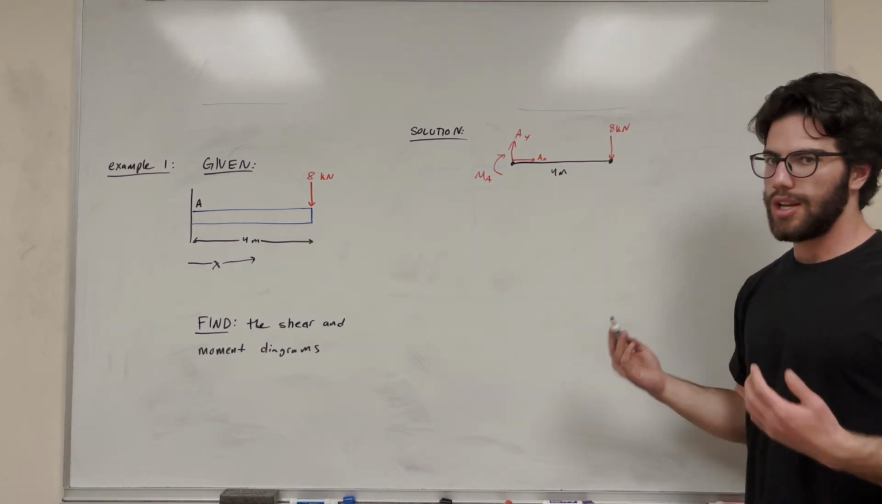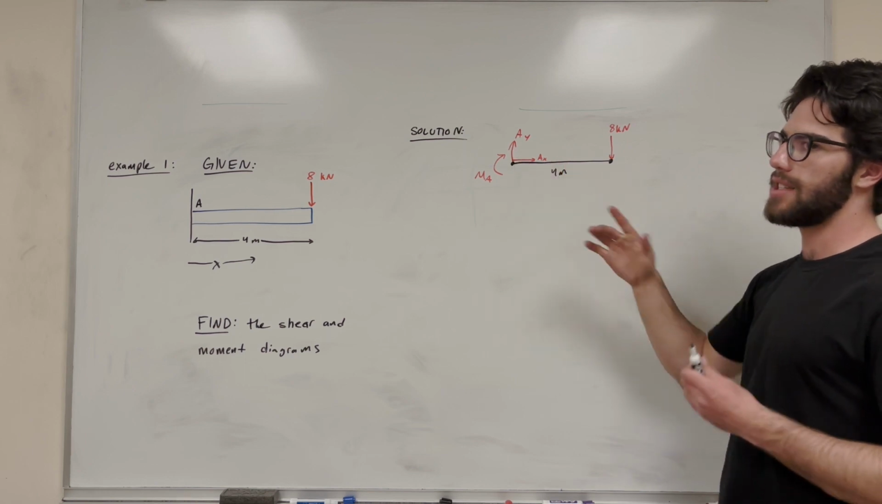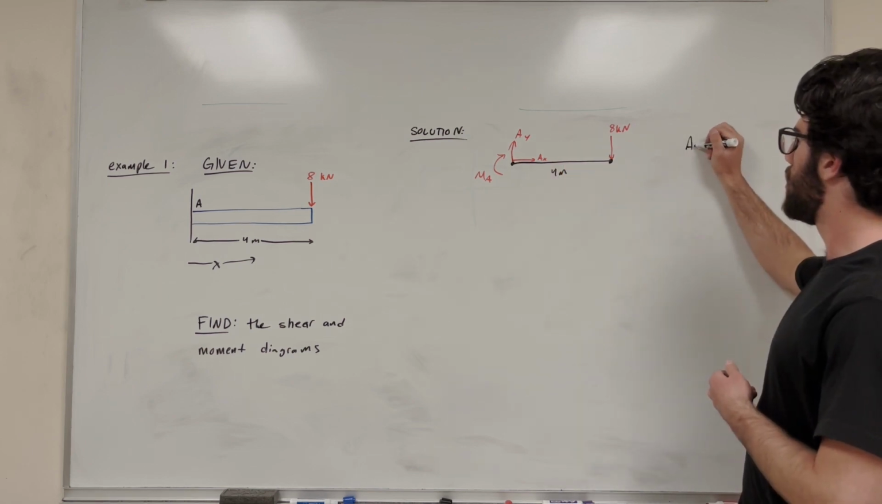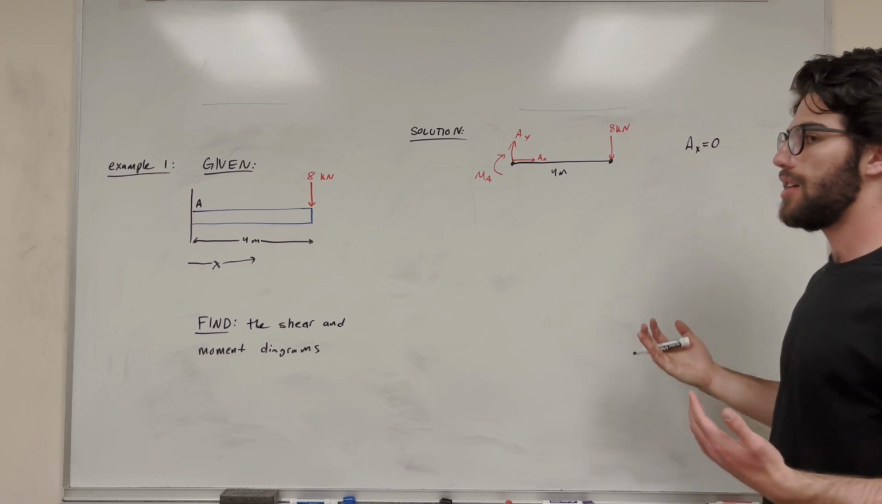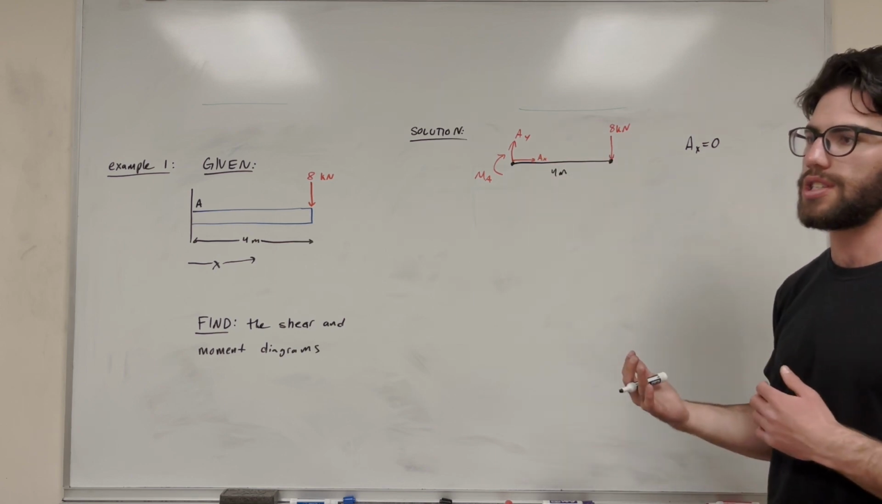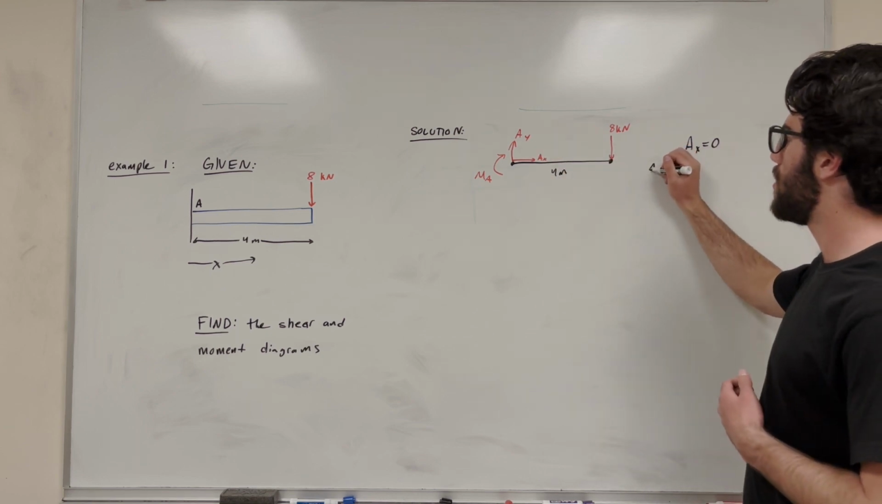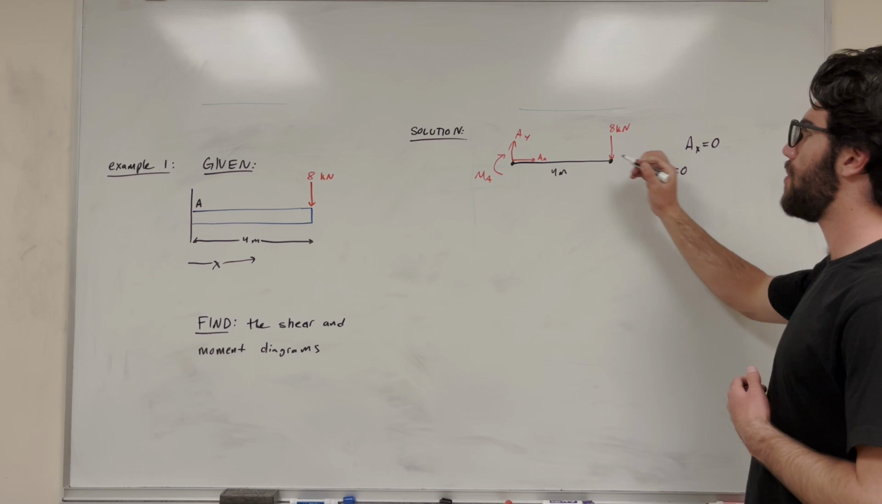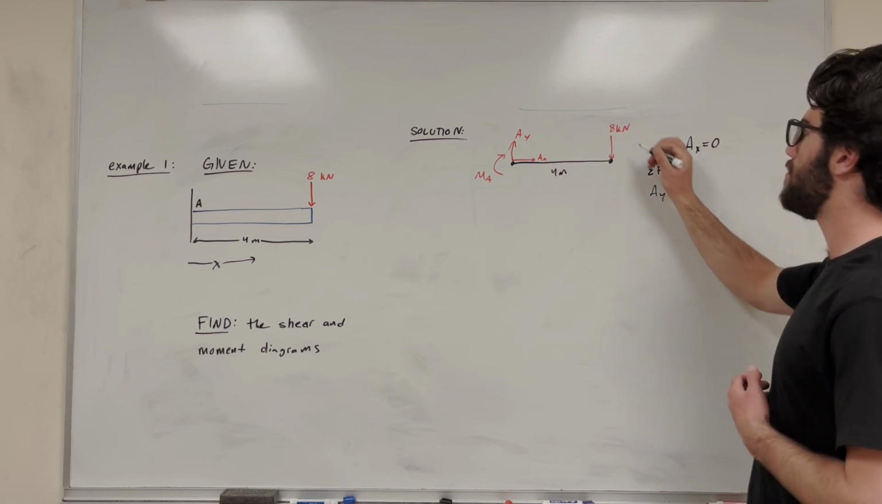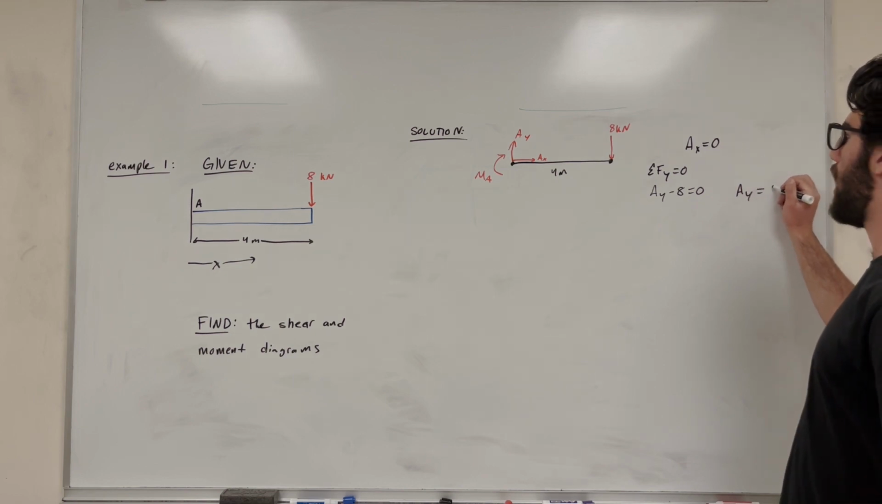First of all, looking at the system, if we do the sum of the forces in X, we're going to find that A_x is equal to 0. Very simple, because there's no other forces acting in the X direction and we're in equilibrium, so the sum of the forces in X has to equal 0. Then if we do the sum of the forces in Y, set that equal to 0, we're going to find A_y minus 8 is equal to 0, and A_y is equal to 8 kilonewtons.